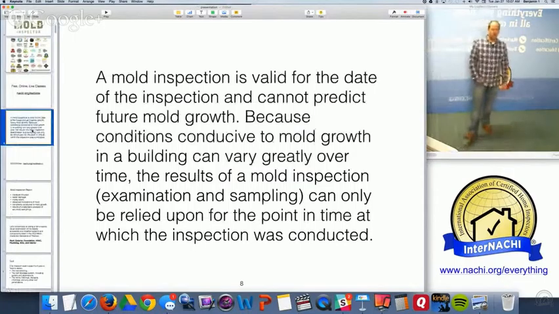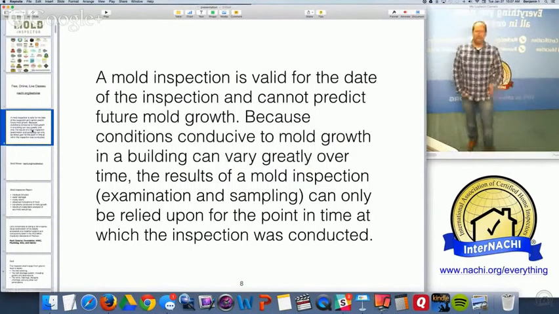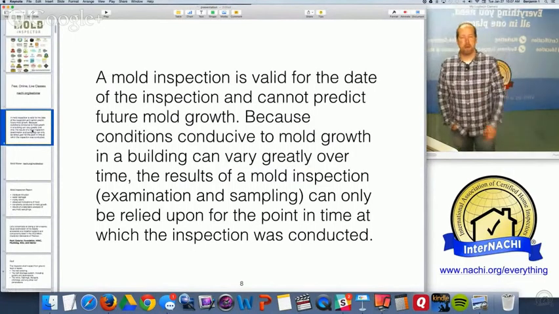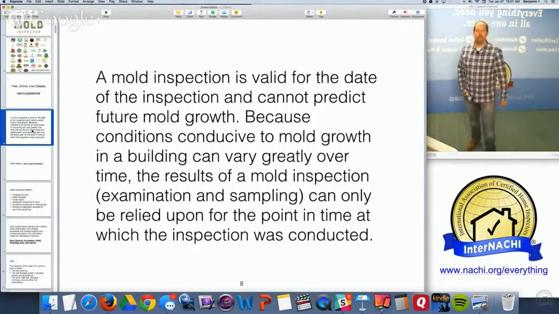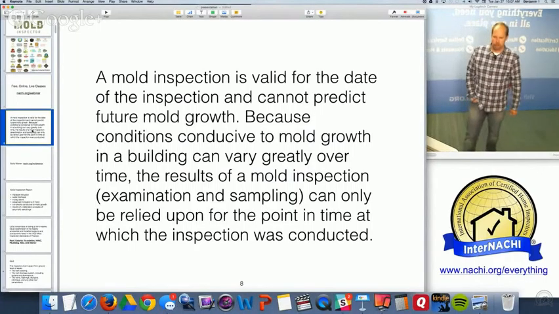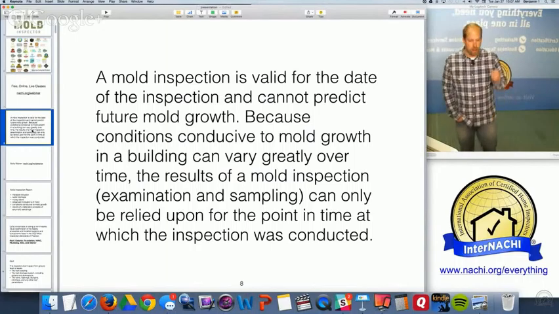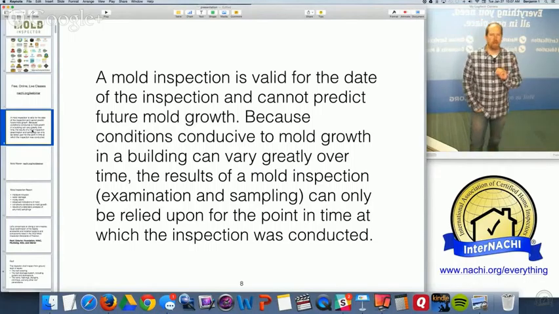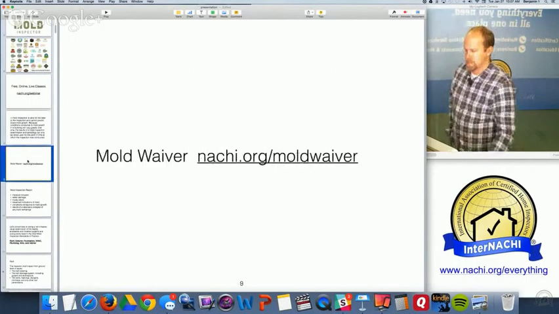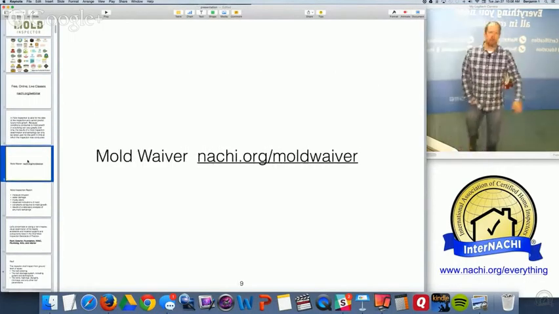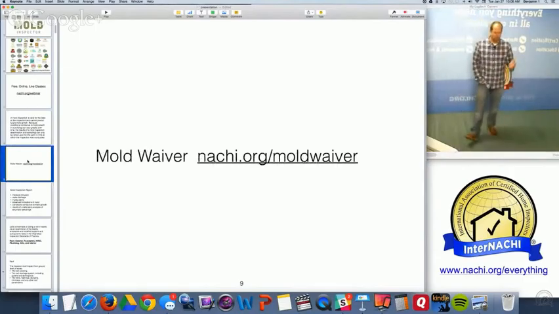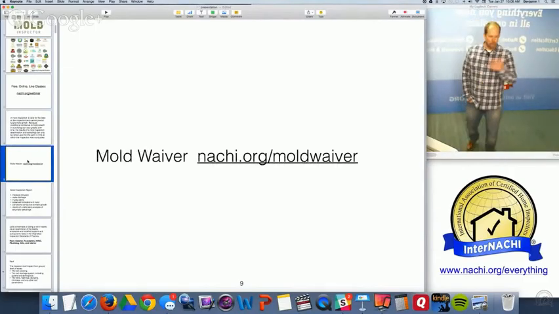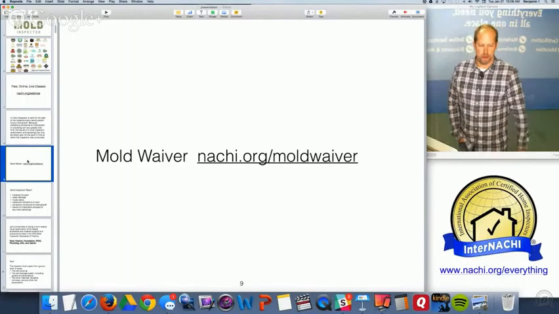A mold inspection is valid for the date of the inspection and can't predict anything in the future. It's kind of like a home inspection disclaimer. Because conditions conducive to mold growth in a building can vary greatly over time, the results of a mold inspection can only be relied upon for the point in time when I was doing the inspection. Who knows what happens tomorrow? A rainstorm could come, moisture intrusion could begin, and 24 hours later you have conditions conducive to mold growth.